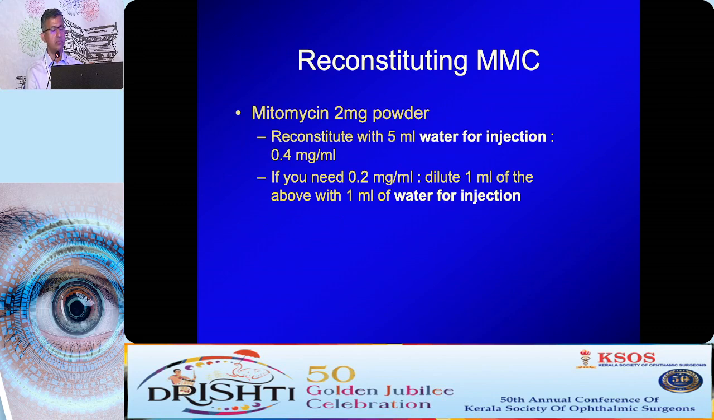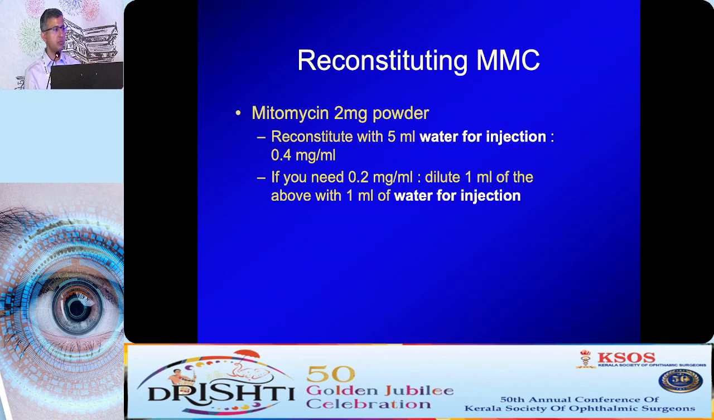only the mitomycin. It's important that when you reconstitute mitomycin, it comes as a 2 milligram powder. So you reconstitute with 5 ml of water for injection. It's important not to use BSS because that's not what's supposed to be used. And when you do this, you get about 0.4 milligram per ml. If this is what you want to use, you just use that solution from the bottle the same way.